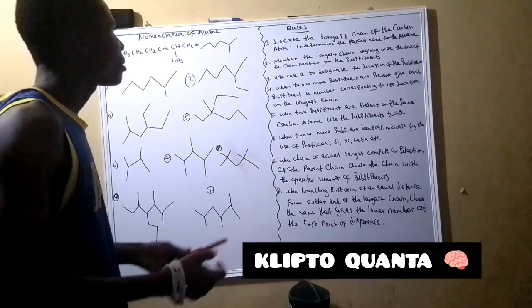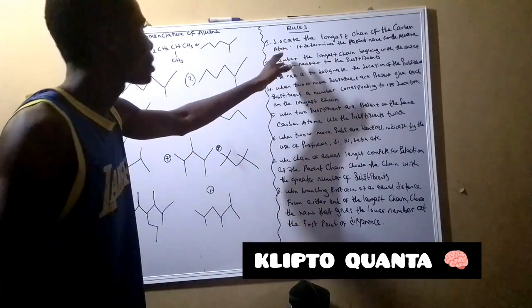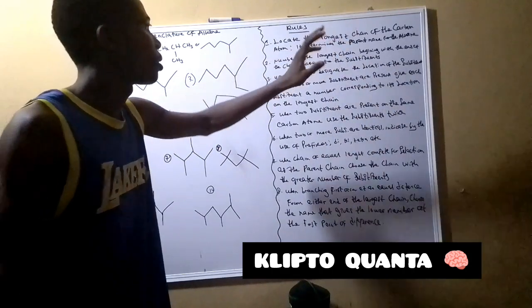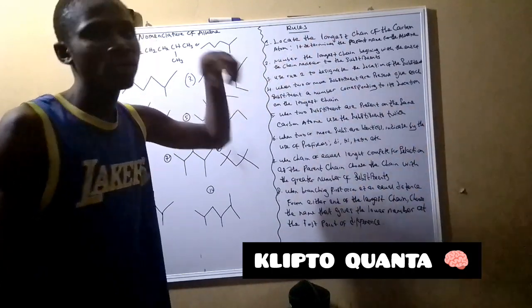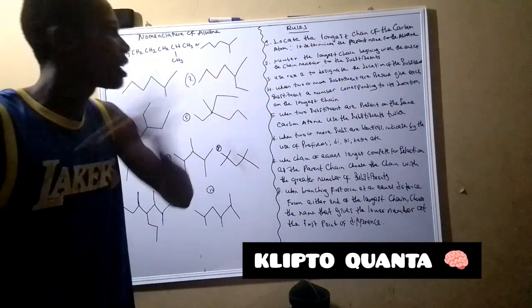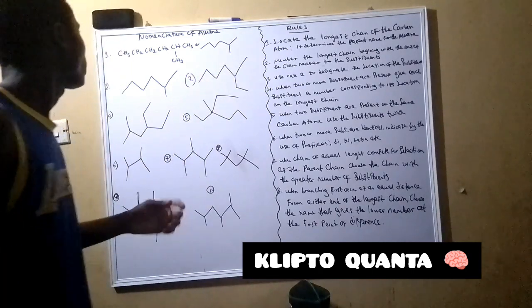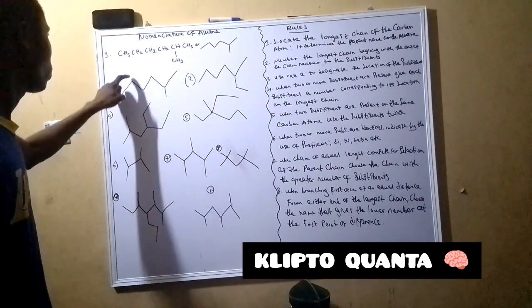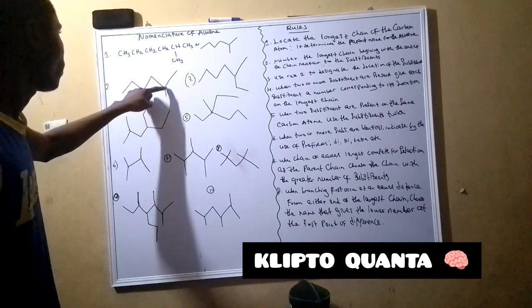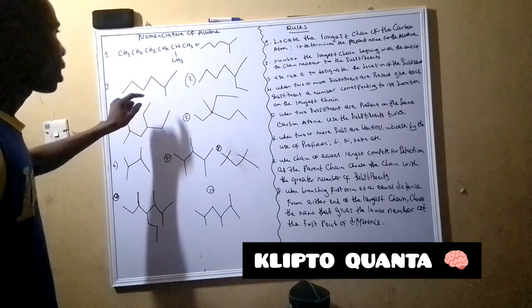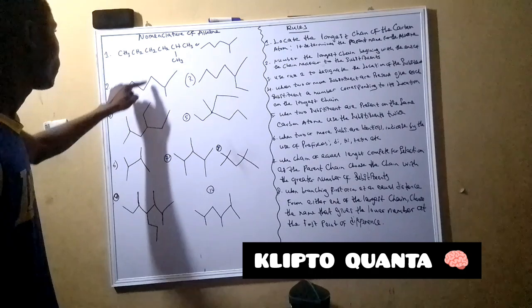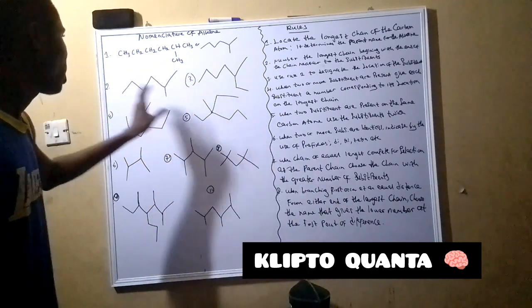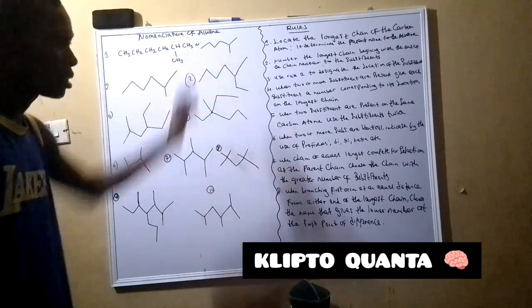So talking about how to name them, the first law is that you have to locate the longest chain of the carbon atoms. That one will determine our parent chain. You just look at the longest one, the one that is longer. Now if I'm to count from here, let's start from this end here. If I count, I have 1, 2, 3, 4, 5, 6. I also have here 1, 2, 3, 4, 5, 6, which means I'm counting 6. I'm also counting 6, right?